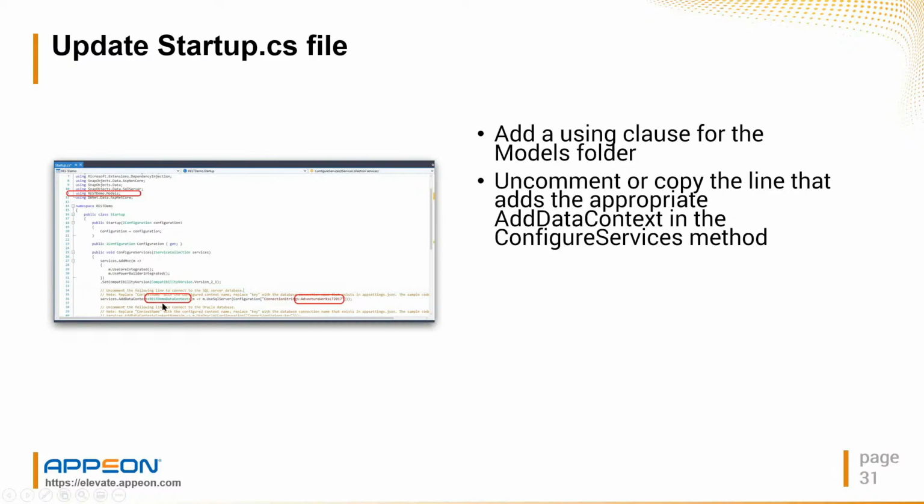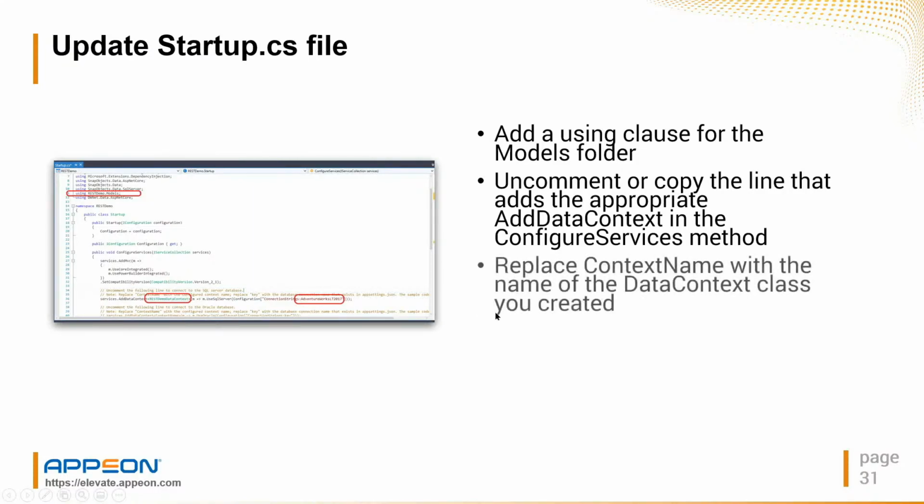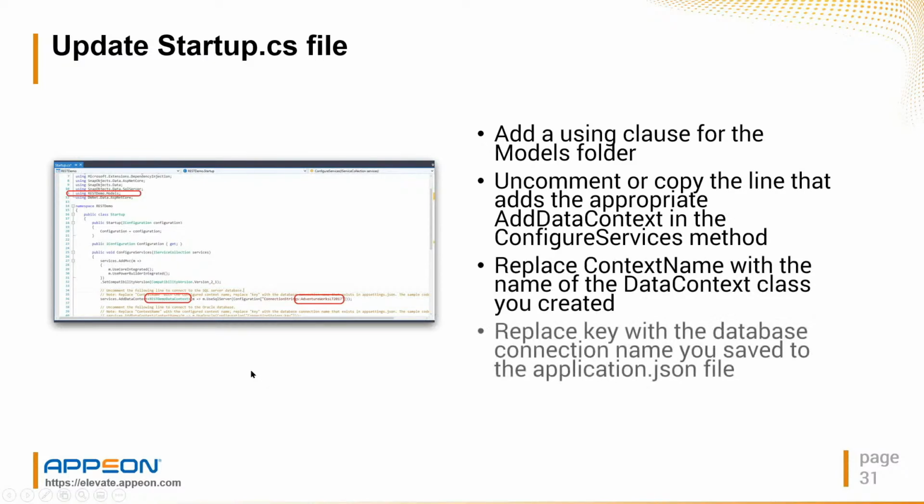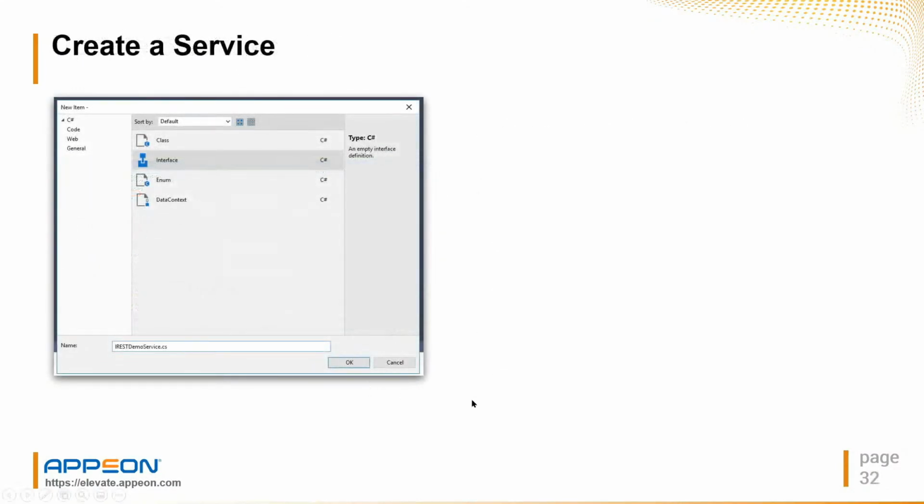I'm going to uncomment that line, and there are two changes I need to make. There's a context name, where I need to give it the context class I created. And then there's a key, which indicates what value in the appsettings.json file I need to use to get the database connection information. So you go grab those two values and add those to the startup file.